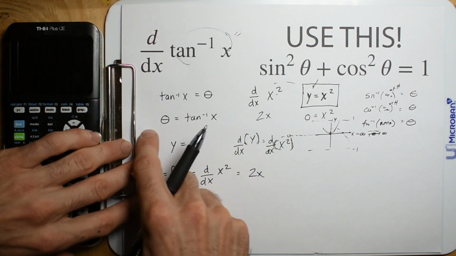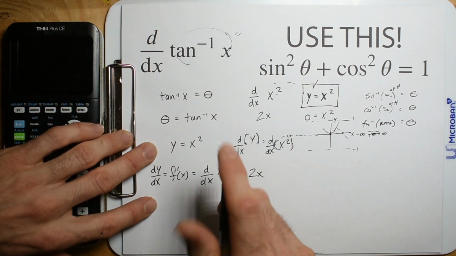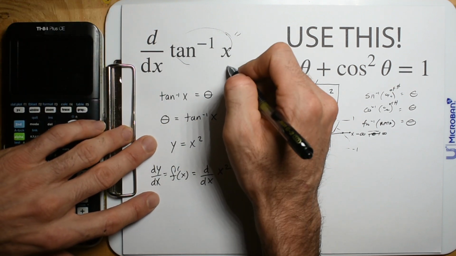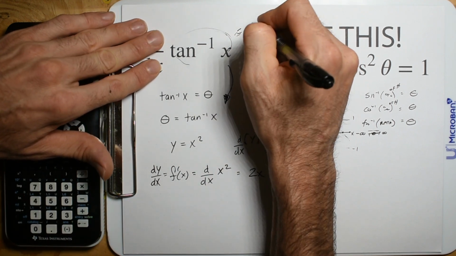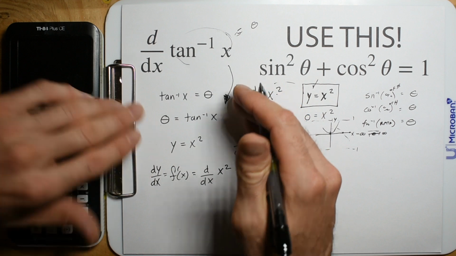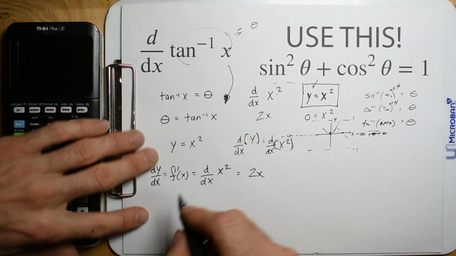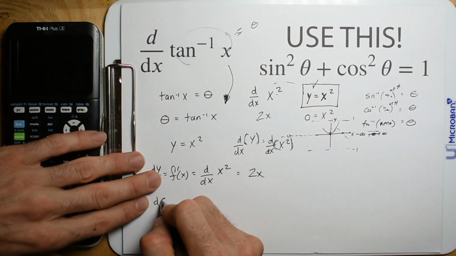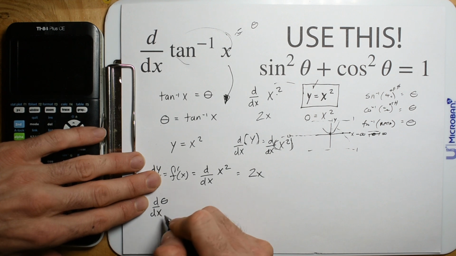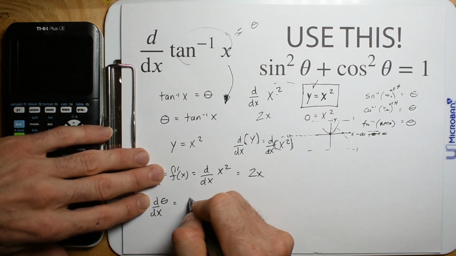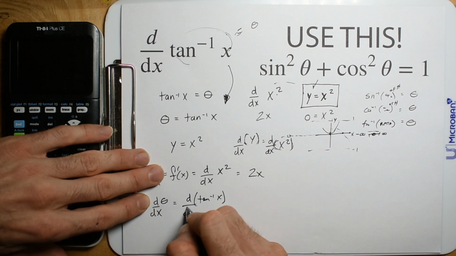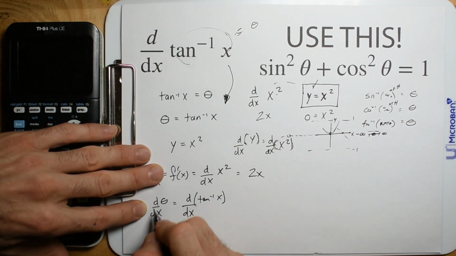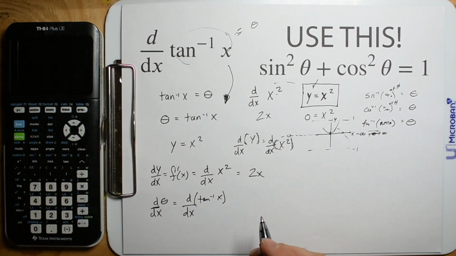We differentiate both sides. That was the second part of this that I never knew. One, hey, this is equal to something. That was kind of step one. Two is that you can obviously differentiate both sides. So we're going to go d theta dx is equal to d inverse tangent x dx.